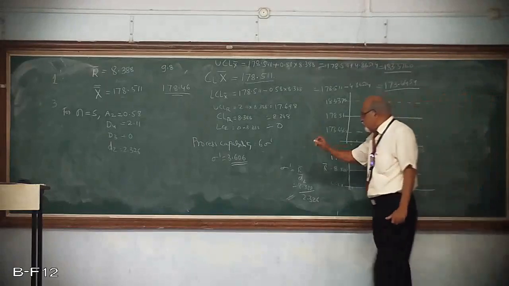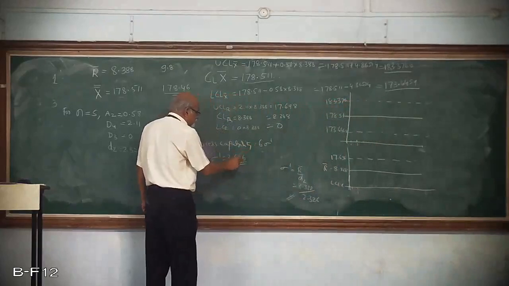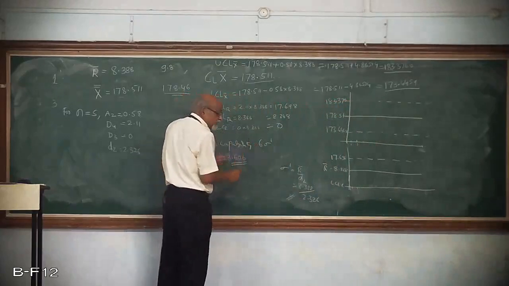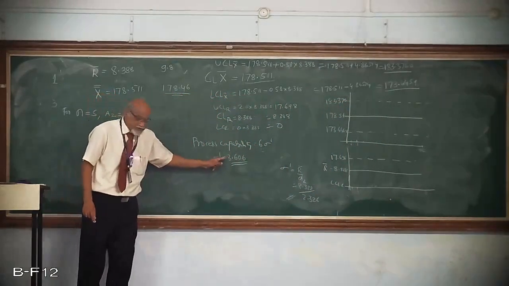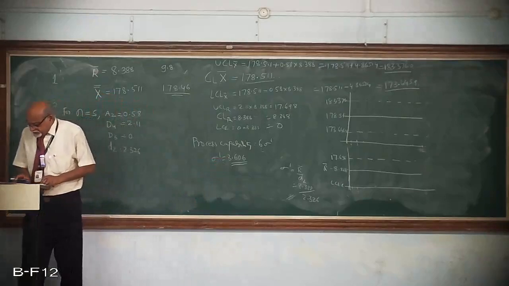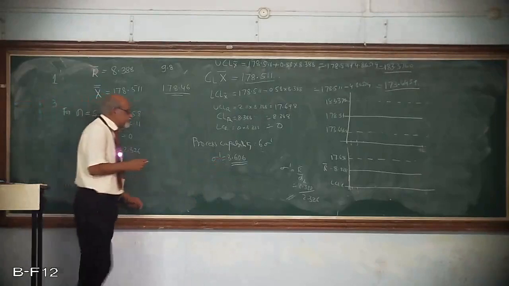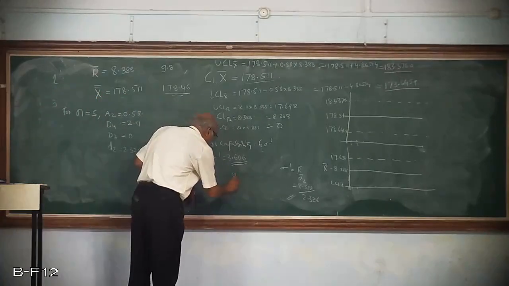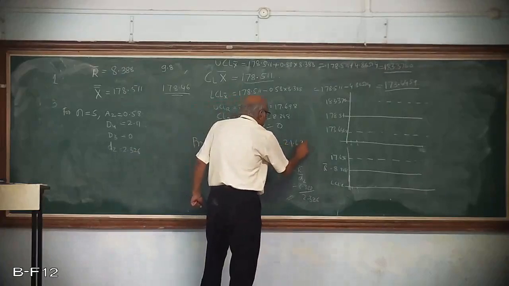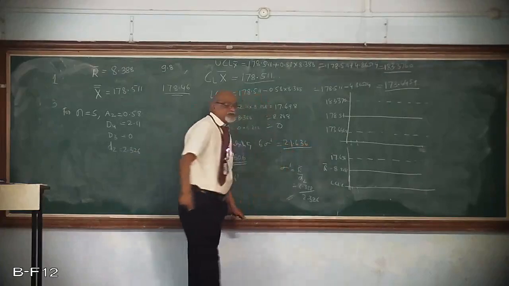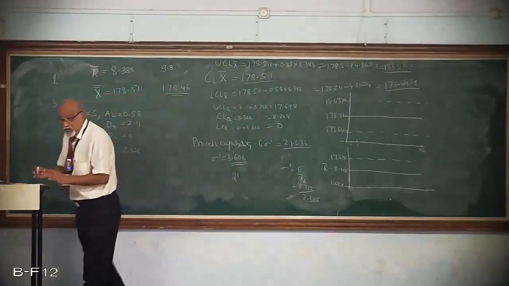Now we have found sigma prime as 3.606. Hence, the process capability for this particular process is 6 times this value, which works out to be 21.636. That already I told you, these are the width of the process limits.